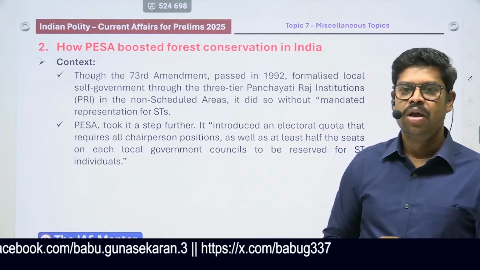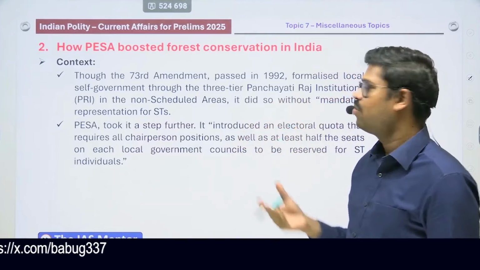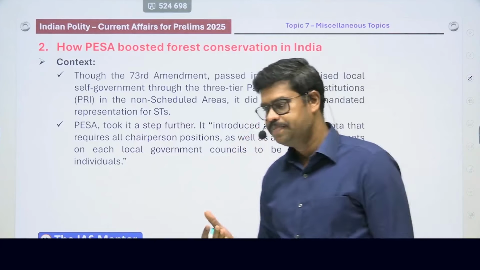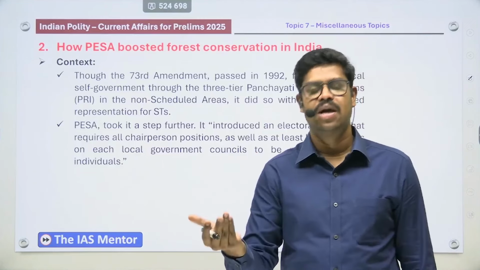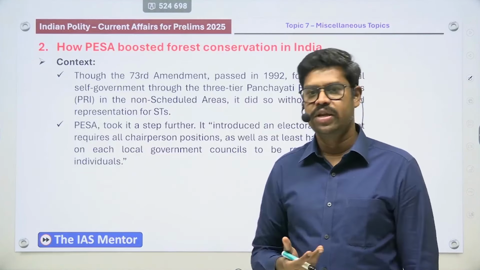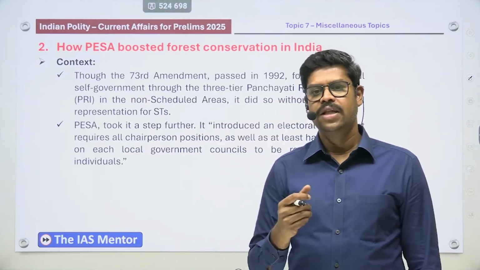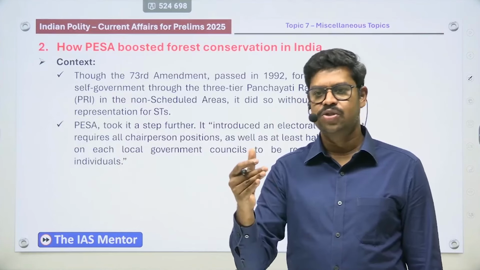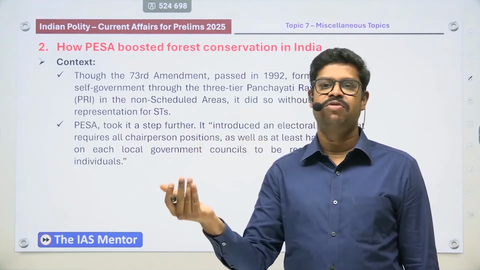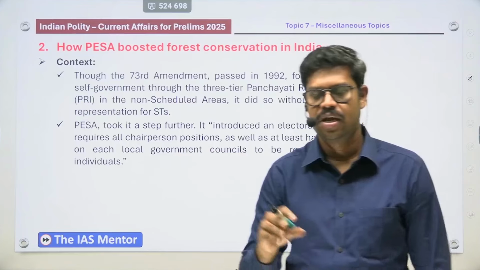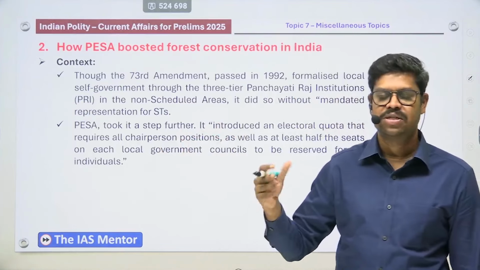All right. The second topic that I wanted to discuss with you today is as to how the PESA has boosted forest conservation in our country. Now, we know that there was a report that is published in various newspapers as to how PESA, that is the Panchayat Extension to Scheduled Areas Act. This PESA Act was passed in 1996. The very objective of this PESA Act is to bring in a system of Panchayat Raj system in the Schedule 5 areas. That is the objective of the PESA Act. But how PESA Act has boosted what is called as forest conservation in our country.